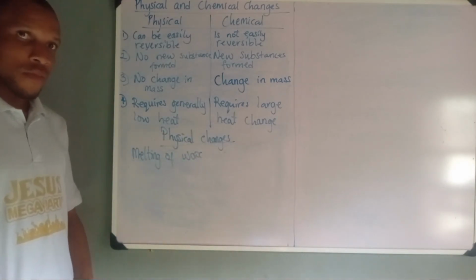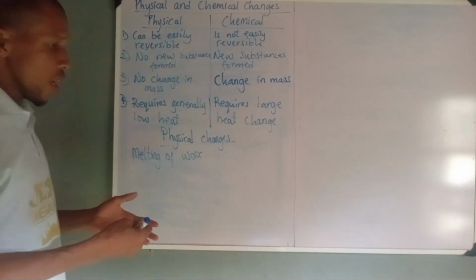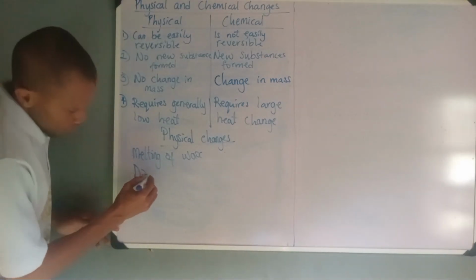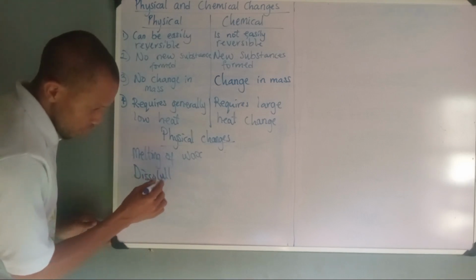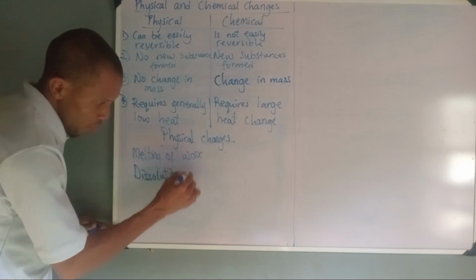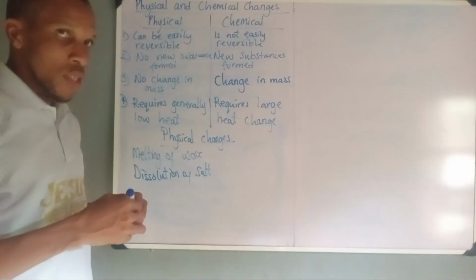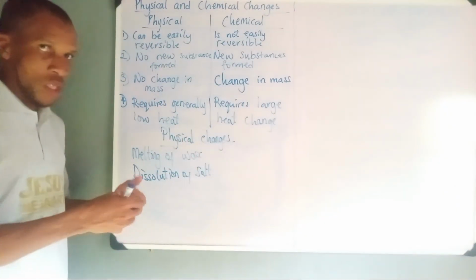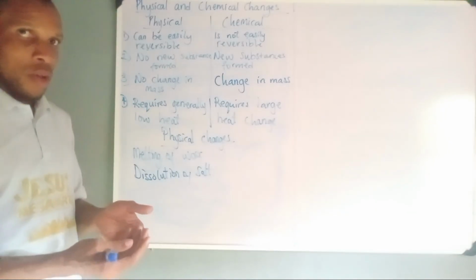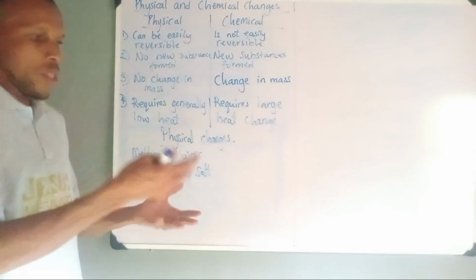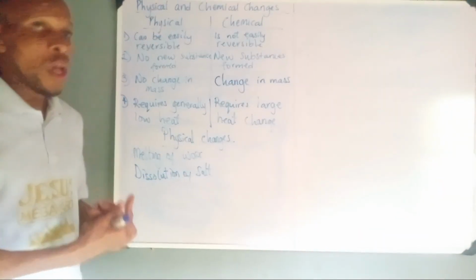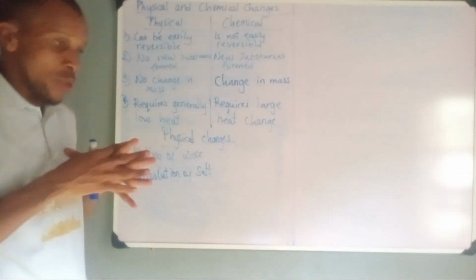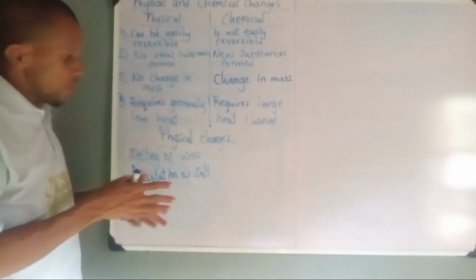Which makes it a physical change. Another example we can have is dissolution of salt. Now, salt crystals, don't forget, even though they're in small particles, they're actually solids. If I dissolve it in water, it tends to become liquid. But when I boil the water and remove the water, I get back my solid crystal salt, which means no major change occurred. The identity of the salt didn't change. So it's a physical change.